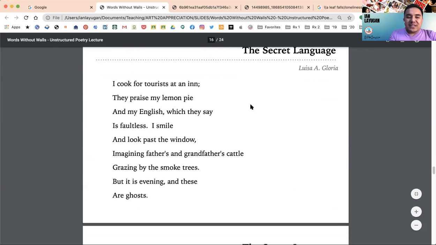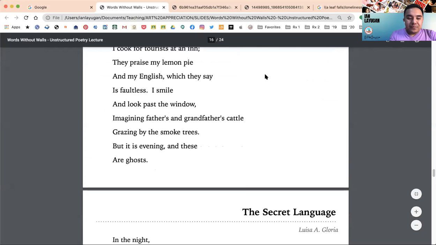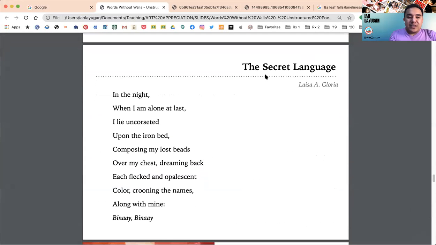I cook for tourists at an inn. They praise my lemon pie and my English, which they say is faultless. I smile and look past the window, imagining fathers and grandfathers' cattle grazing by the smoke trees. But it is evening, and these are ghosts. In the night, when I am alone at last, I lie encorseted upon the iron bed, counting my lost beads over my chest, dreaming back each flecked and opalescent color, crooning the names along with mine. Binaay, binaay.